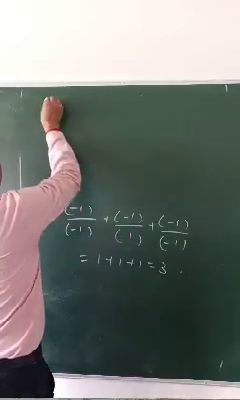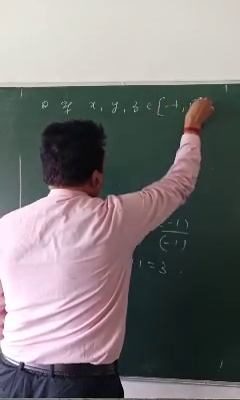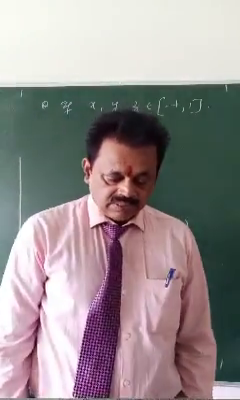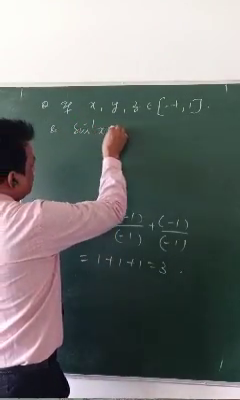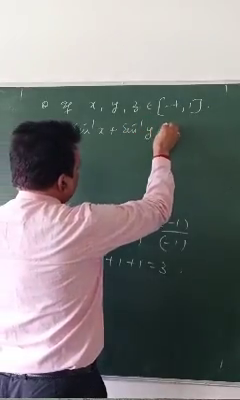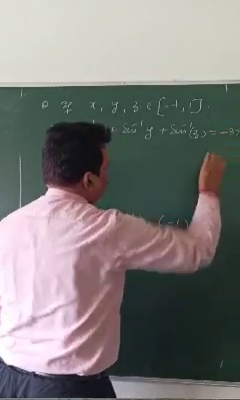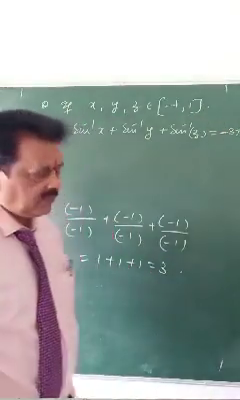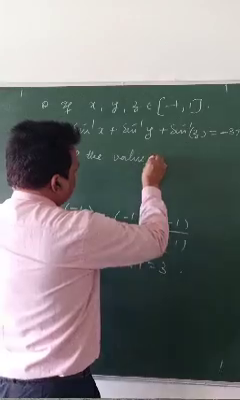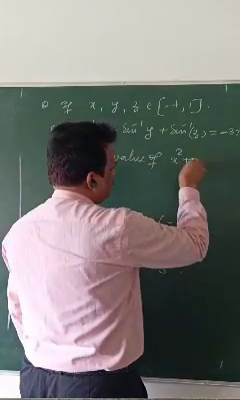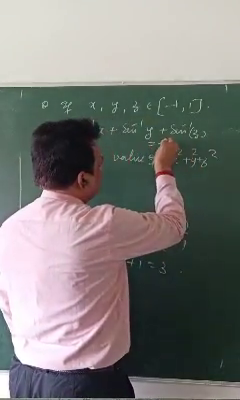That is, if x, y, z belong to minus 1 to 1, and sin inverse x plus sin inverse y plus sin inverse z equals minus 3 pi by 2, find the value of x square plus y square plus z square.